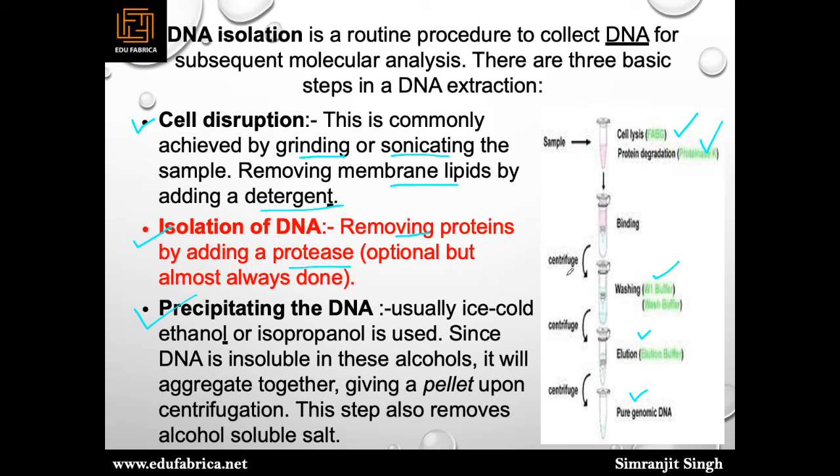At the end, you precipitate this DNA with the help of ethanol or isopropanol. Since DNA is insoluble in these alcohols, it will aggregate together, giving a pellet upon centrifugation. This step also removes alcohol-soluble salts.